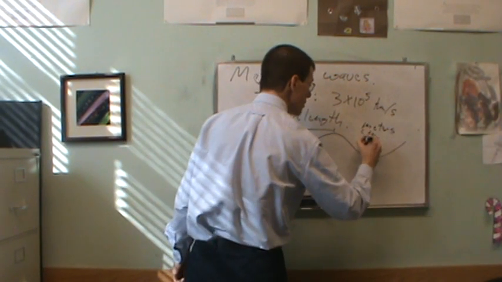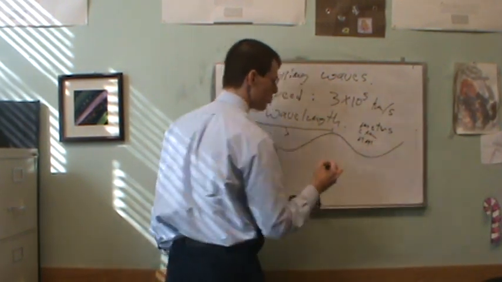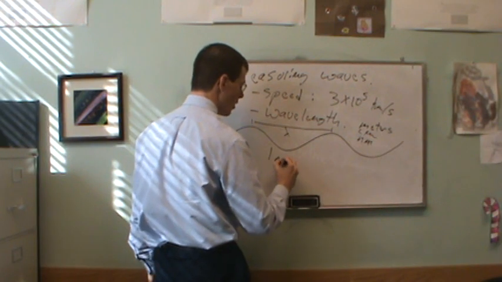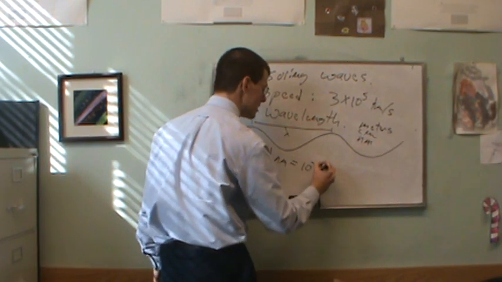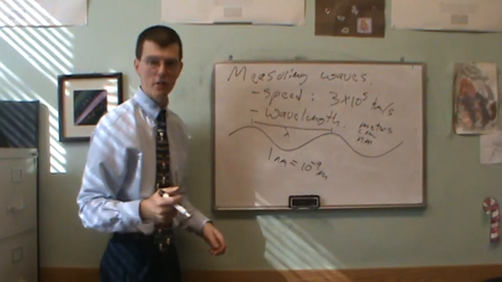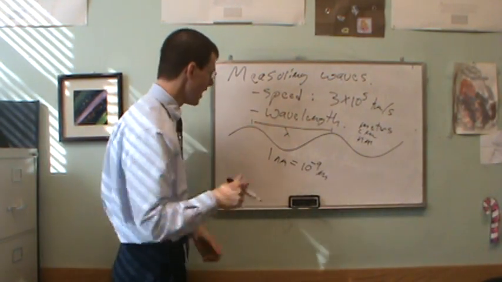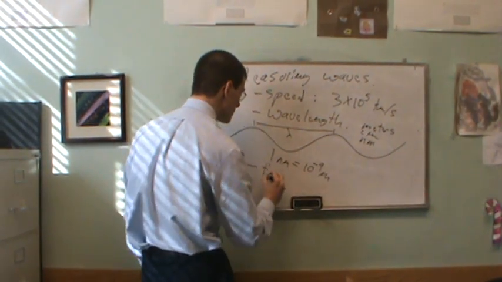For light waves, it's often measured in nanometers, which are really small. 1 nanometer is 10 to the minus 9 meter. That's a billionth of a meter, but light waves have really short wavelengths. The other thing we can do is measure frequency.